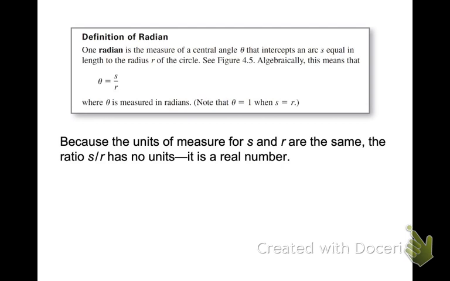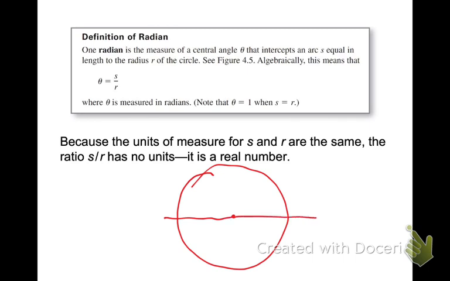The definition of a radian is, don't write this down yet. 1 radian is the measure of the central angle that intercepts the arc. So I have a circle. Again, do not write this down. We always draw this nice coordinate plane, and we have an angle. This is called the central angle because the angle is made with the center.